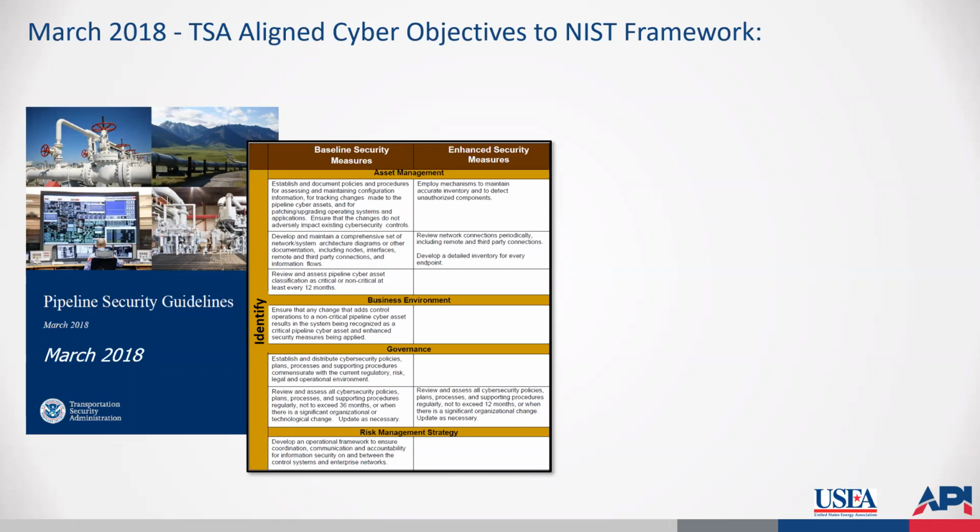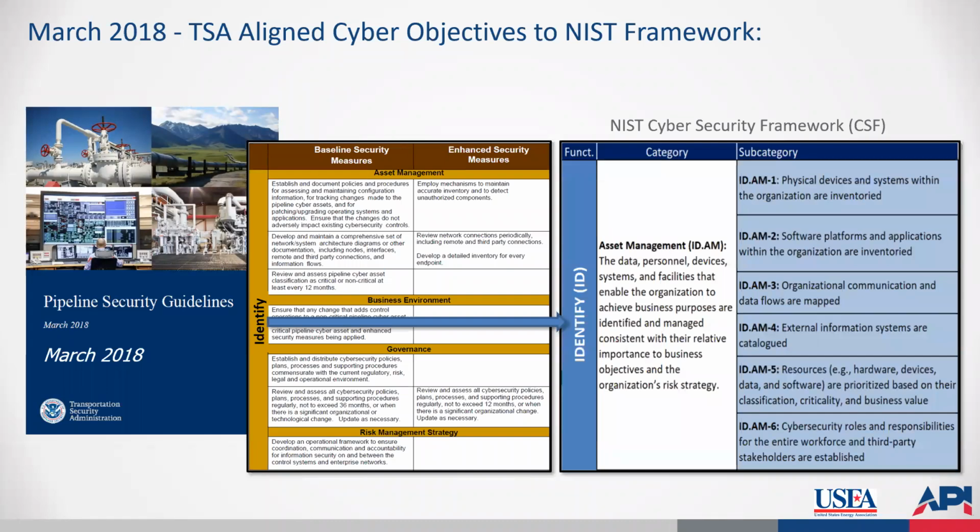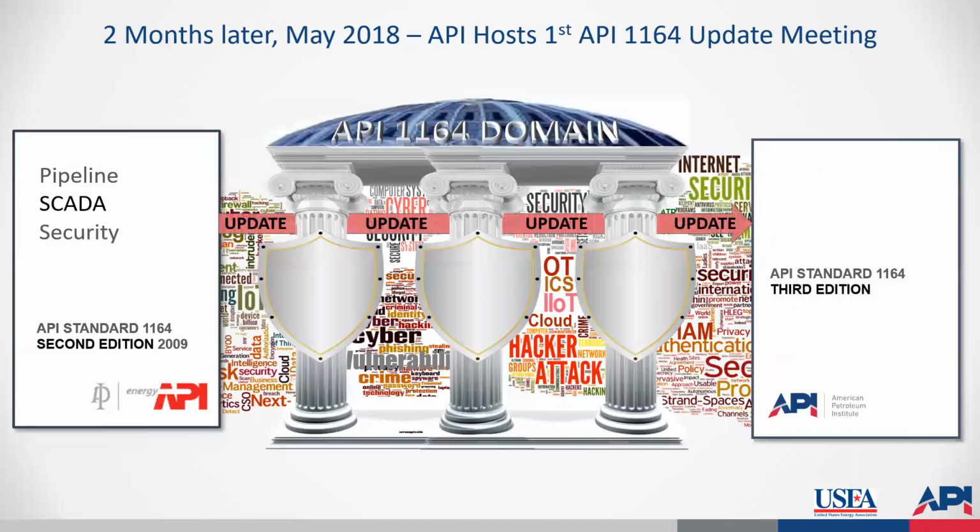And so they have pipeline security guidelines, and they updated them in March of 2018, and they aligned them to the US National Institute of Standards and Technology cybersecurity framework that was published back in President Obama's administration days. And so they basically have realigned their cybersecurity standard to this NIST framework, and they published it in March of 2018. Two months later, API convened a group to get together to start talking about, we need to update 1164.